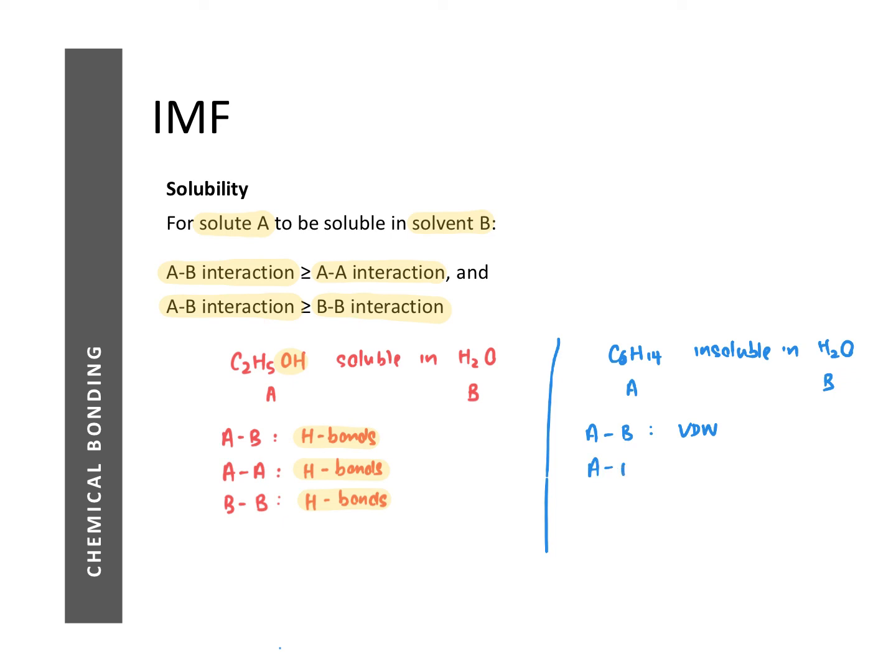The interaction between your hexane molecules again will be dispersion, or again van der Waals. And between your water molecules, it is actually hydrogen bonding. So let's check the two conditions again. Your AB interaction, van der Waals, compared to AA, is equal, it is similar. However, when you compare AB to BB, is van der Waals stronger than hydrogen bonding? The answer is no. So the van der Waals interactions between hexane and water do not release sufficient energy to overcome the strong hydrogen bonding between water molecules. As a result, hexane does not mix with water.